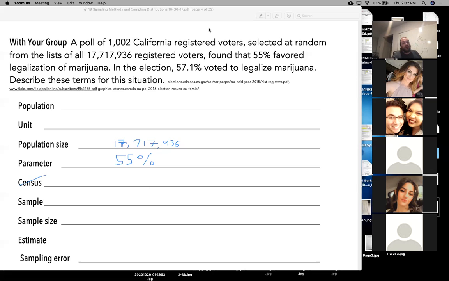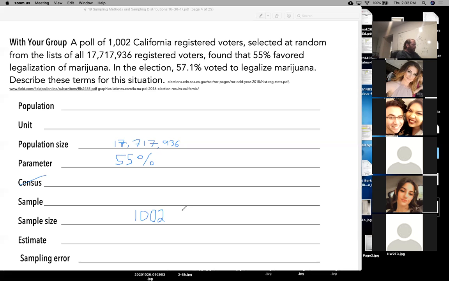But what you gave me again was the sample size. Does that make sense? The distinction between the sample and the sample size? The sample are the actual people that I asked. The sample is not a number. The sample are the people that were asked.